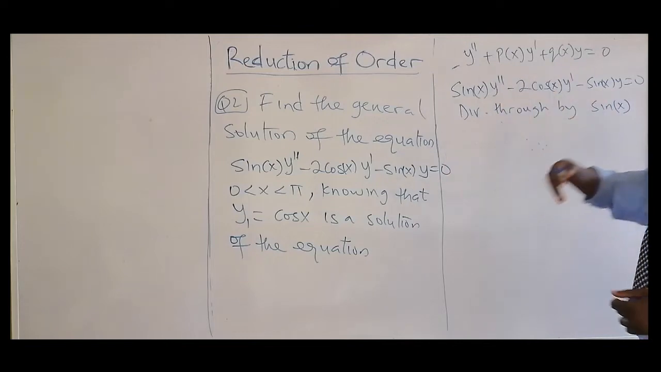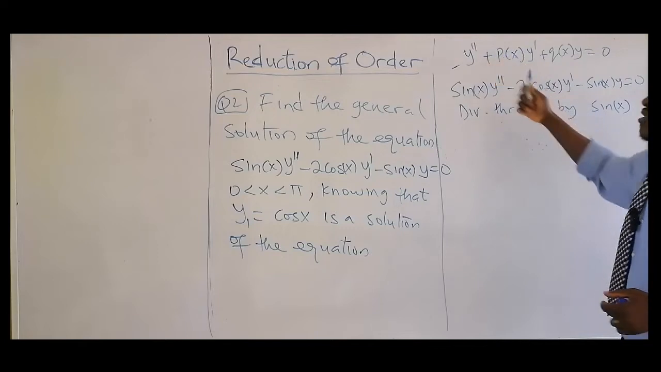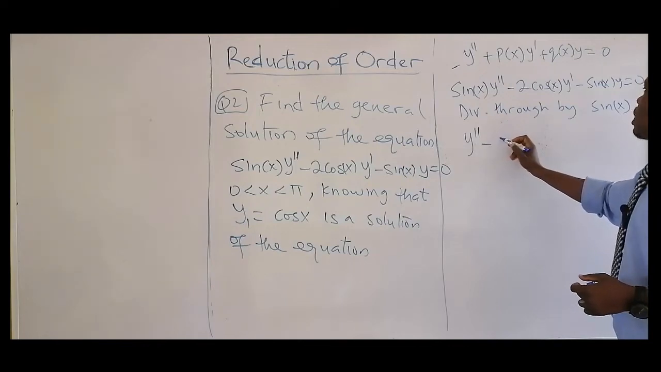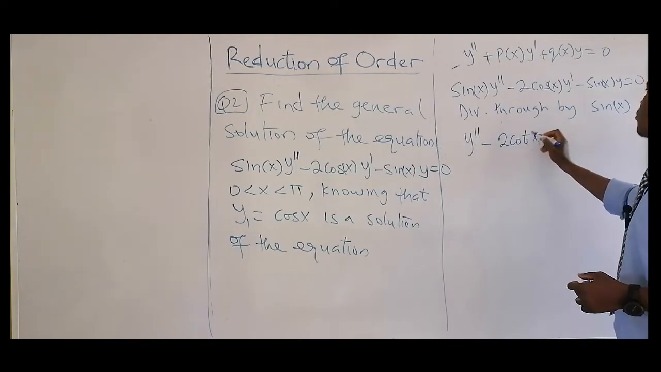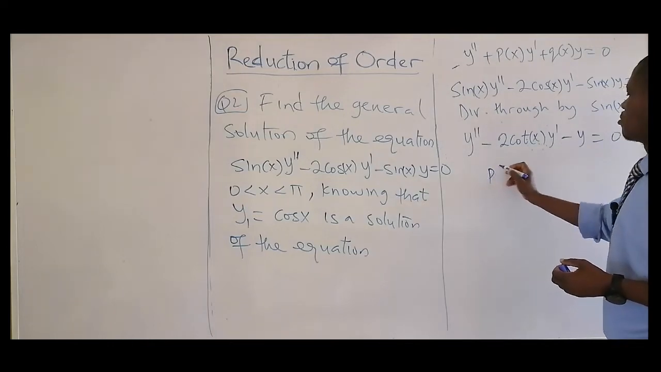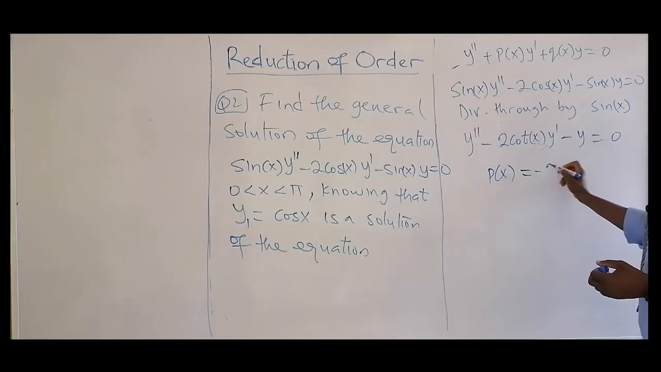And that's why we are dividing through the equation by sin x, so that it will conform to the general standard form. And that will be equal to the second derivative, if you divide, minus 2 cot x. Cos over sine, that's cot. Then minus y equal to 0. Sine over sine, that's y. So in this case now, our p of x has conformed to the standard form. So the p of x is now minus 2 cot x. That's the p of x.